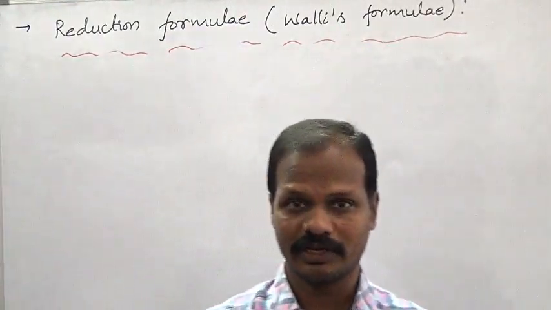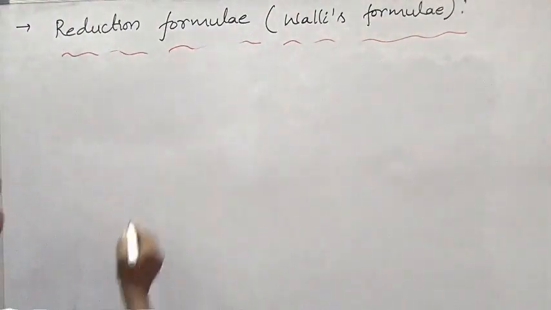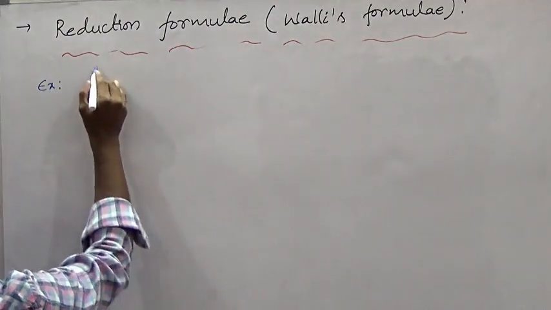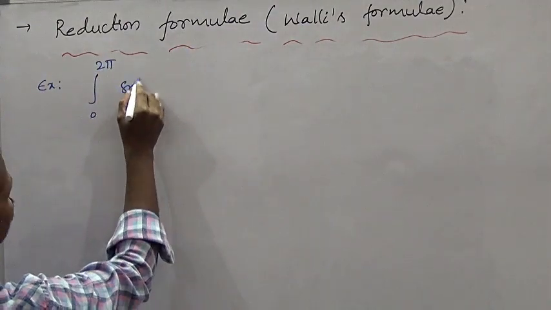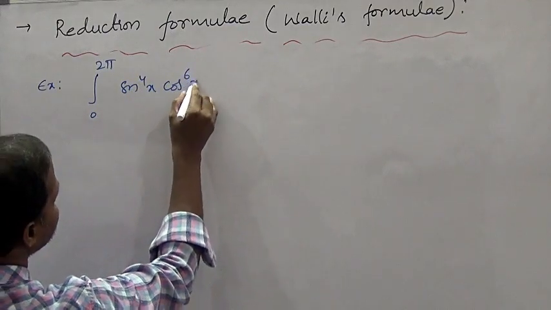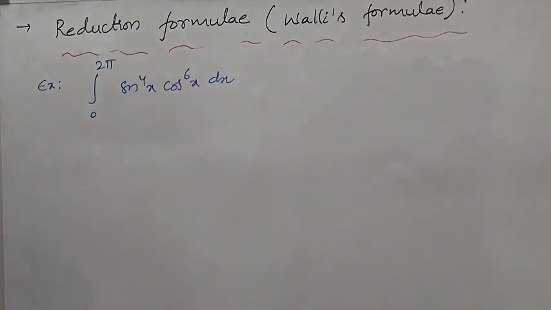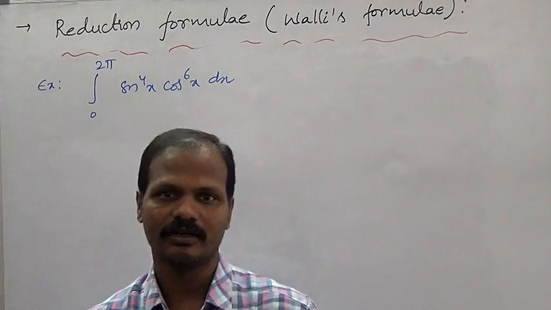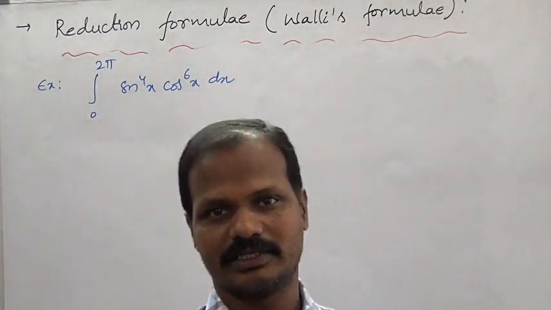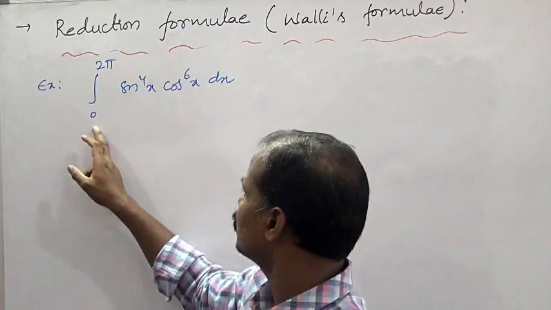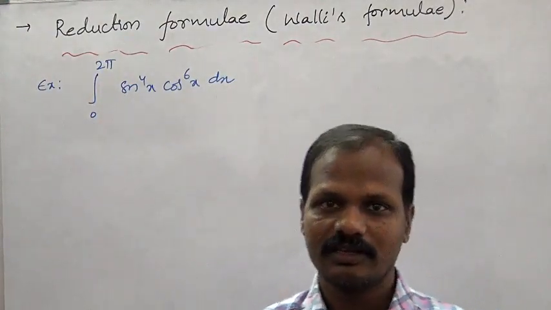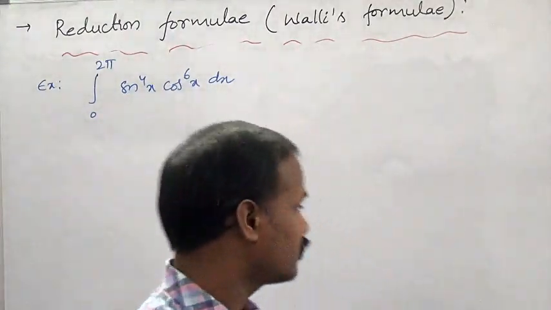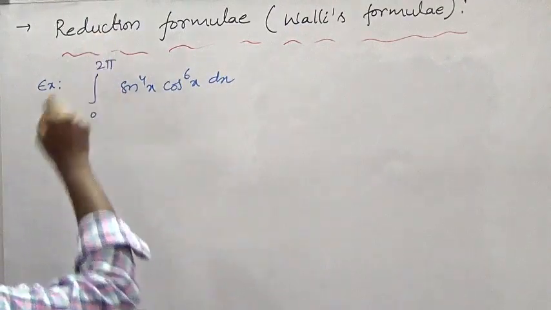Okay, let us give one more example on this Wallis theorem. Find the value of the integral from 0 to 2 pi of sin power 4x cos power 6x dx. When you are applying this reduction formula, you must take care about the limits. Here the limits are 0 to 2 pi, but in the reduction formula our limits are 0 to pi by 2. So you have to convert this to 0 to pi by 2.